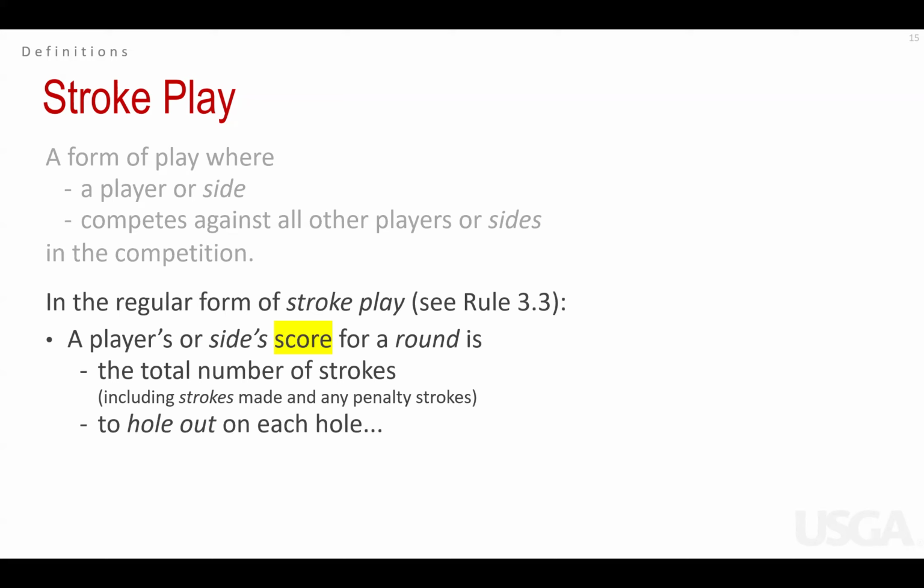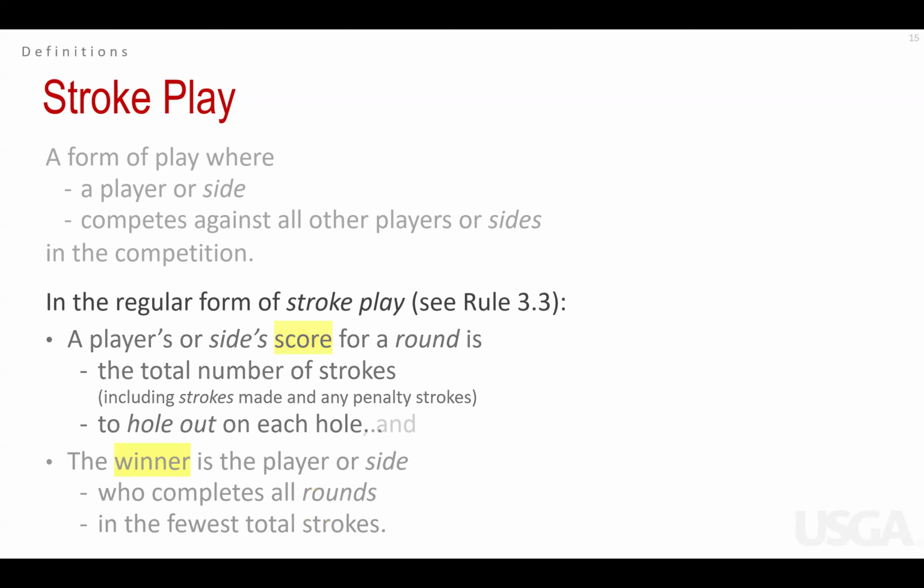In the regular form of stroke play, we're just counting up all the strokes we make throughout the round and the total number of strokes we have at the end. That's going to be our score or the side score, whatever we might be competing in. The winner is going to be whoever has the fewest number of strokes when we get all done tallying them up at the end of the round or the end of multiple rounds.